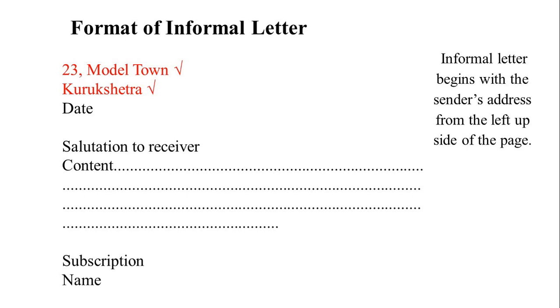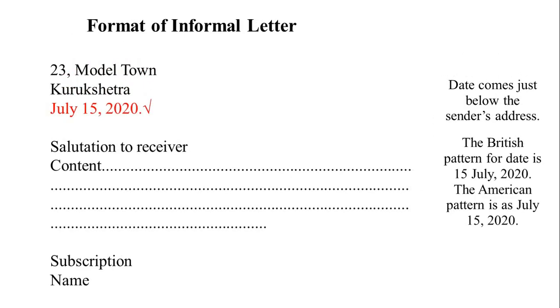Informal letter begins with sender address. From the left address of the sender, engage minimum 3 lines. First letter of each word pertain to the address is written in capital letter. Then after, students, date comes just below the sender's address. It should be written on British or American pattern.